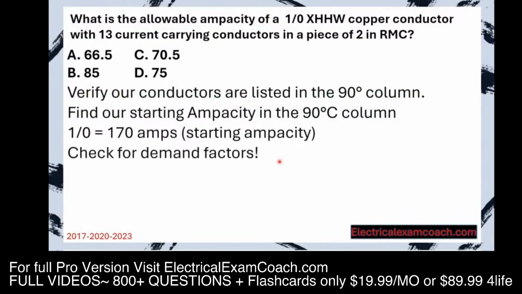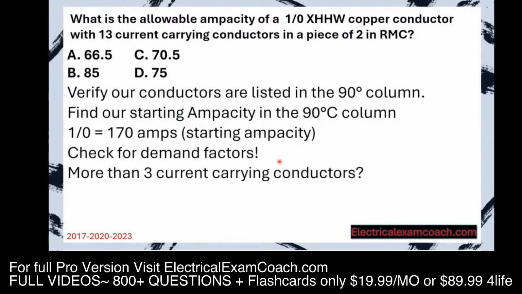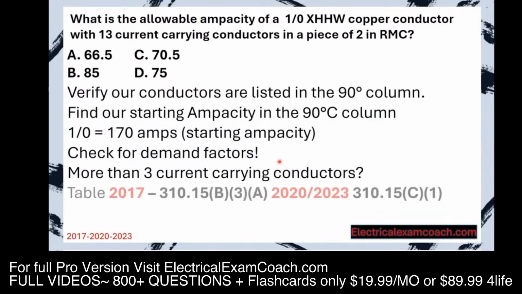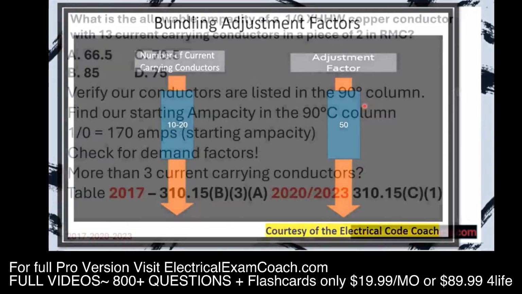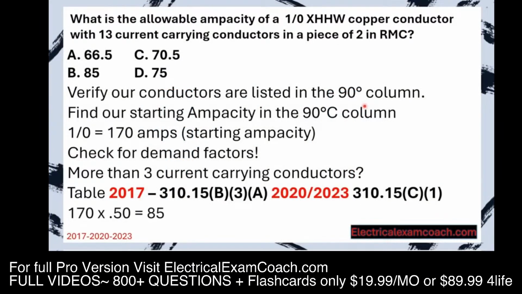Now we check for demand factors. Are there more than 3 current carrying conductors? There are. So we must apply the adjustment factors that are listed in these tables. We go to our adjustment factor table. We're going to start on the left-hand side and find our number of current carrying conductors. Then we cross over and find that it's 50%. We take that and do our math. We take our starting ampacity multiplied by the bundling adjustment factor. Then we're going to have a new reduced ampacity of 85 amps. Great job!